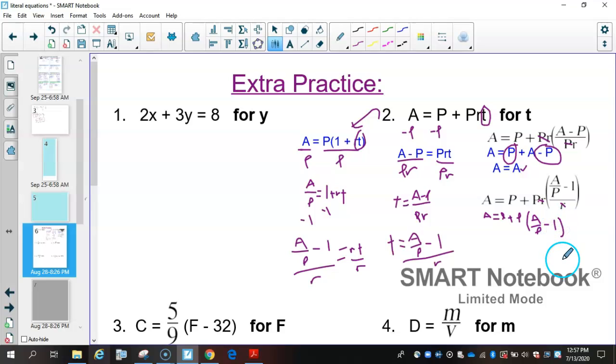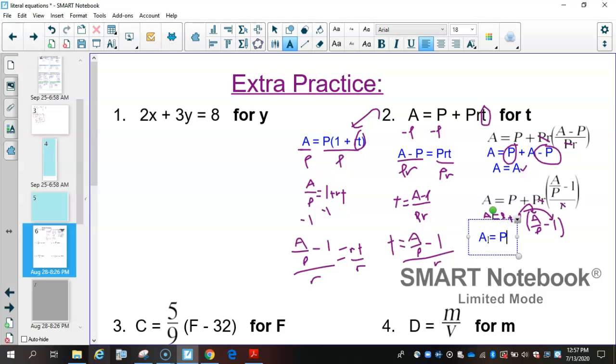Let's try that again. Right? Now, because there is a P here, but there's not a P underneath the 1, I need to distribute this P to both of these. And when we distribute this P to this first, I can divide this P and this P. So I can type at this point, A equals P plus this P and this P divide to become 1, so all that's left is just A.